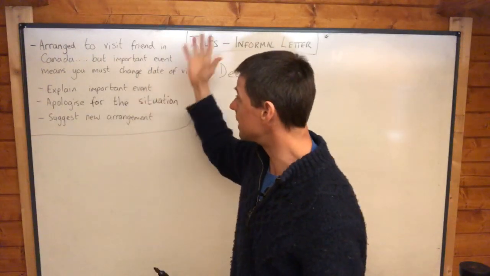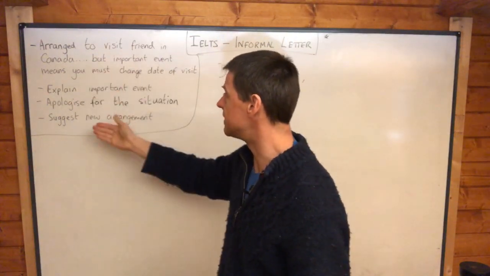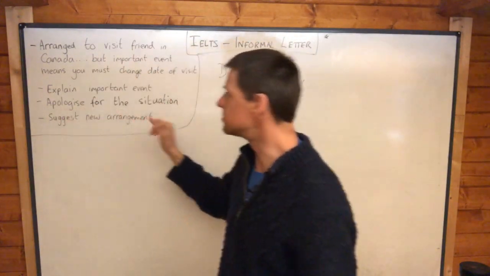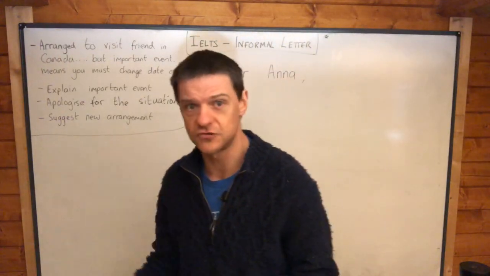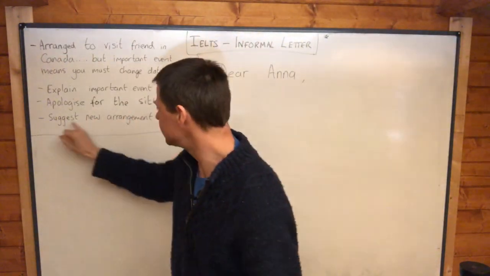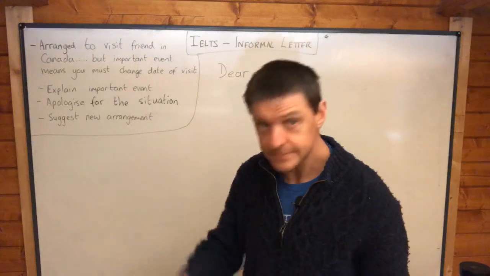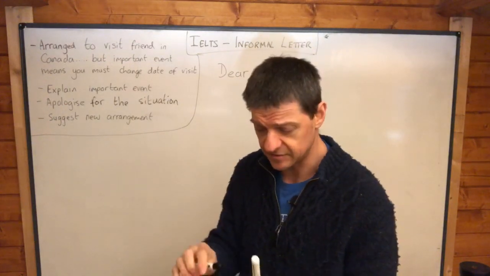So please do all three things. Explain what came up to make you cancel your trip to Canada. Apologize for the fact that you're cancelling your trip to Canada, and suggest some kind of new arrangement. Okay, you must do those three things.